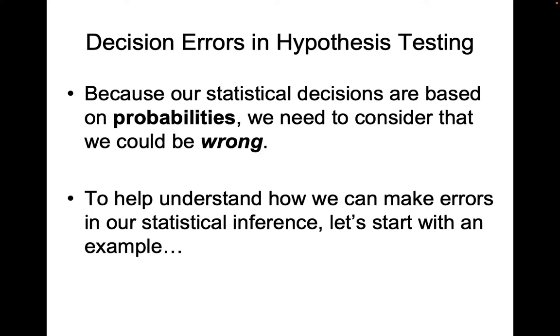Because our statistical decisions are based on probabilities, we need to consider that we could be wrong. So to help understand how we can make errors in our statistical inference, let's start with an example.